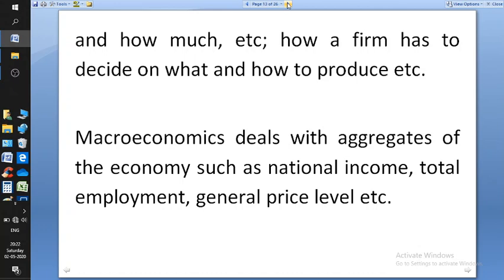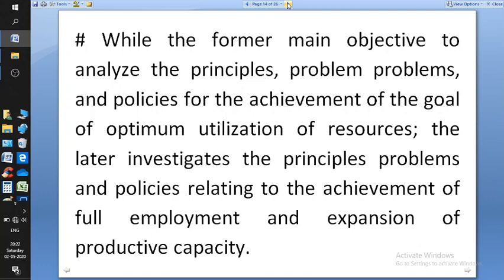Macroeconomics, on the other hand, deals with the aggregates of the economy, such as national income, total employment, general price level, etc. The second distinction is, while the former, microeconomics, has as its main objective to analyze the principles, problems, and policies for the achievement of optimum utilization of resources, macroeconomics investigates the principles, problems, and policies relating to the achievement of full employment and expansion of its productive capacity.